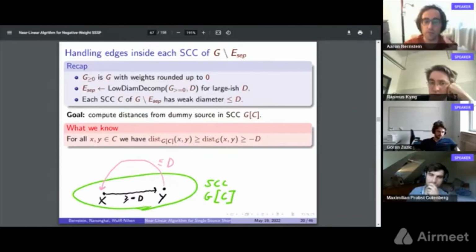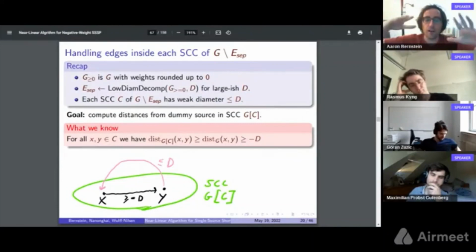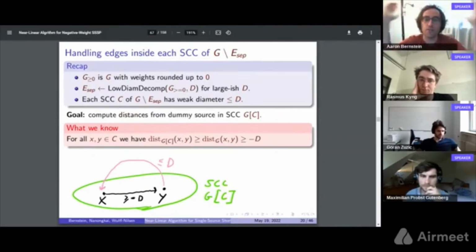So here we're making a claim about this black path. The low diameter SEC decomposition ensures that there is this pink path. And this pink path might leave the component. We're ensuring that there's a pink path of length at most d. That pink path might leave the component. But even if the pink path leaves the component, we know that this black plus pink path forms a cycle in the graph as a whole. And we know that the graph as a whole has no negative weight cycles. So if the pink path has length at most d, then the black path has length bigger than or equal to negative d.